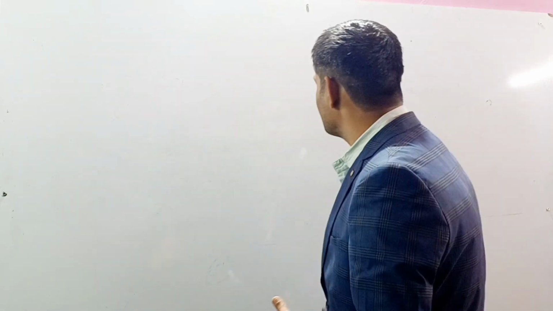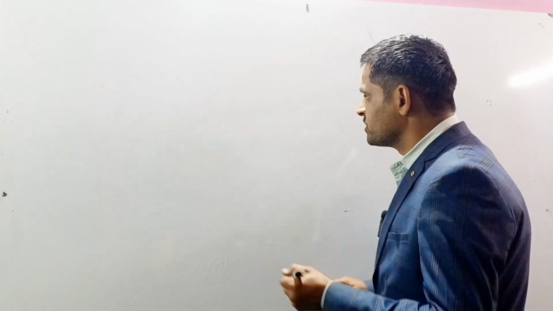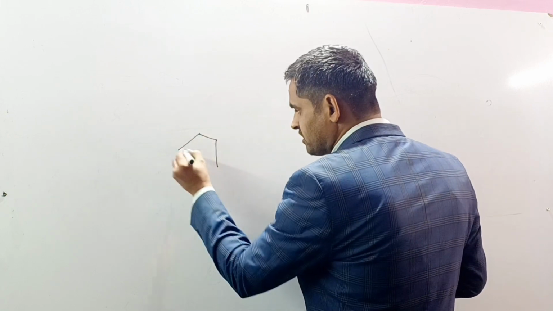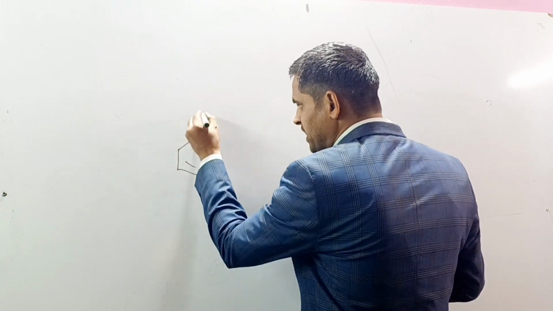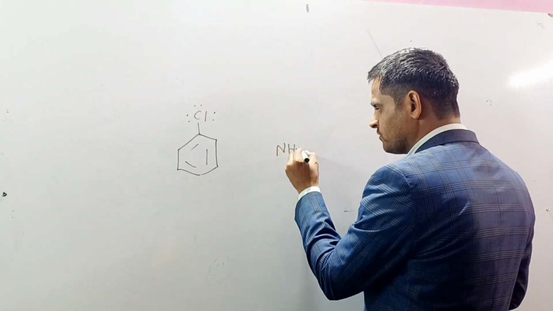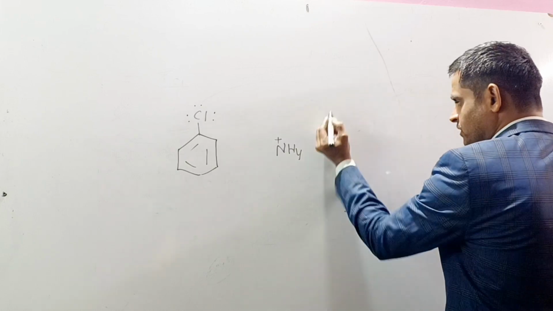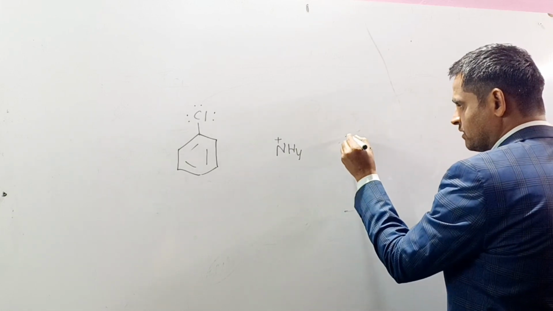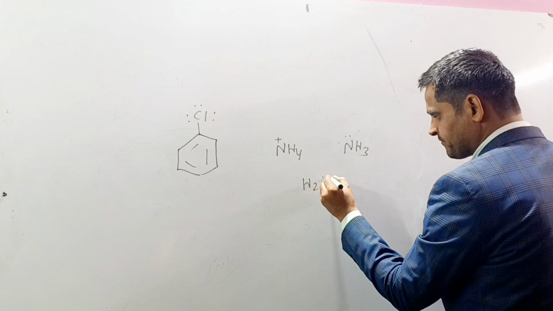My dear students, we will now discuss a new point of organic chemistry and inorganic chemistry. It is the same for class 11th and class 12th. Now the major problem occurs at this time, students, such as when we write structures like chlorobenzene, ammonium, and now ammonia and H2O.